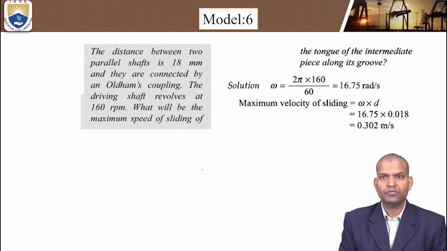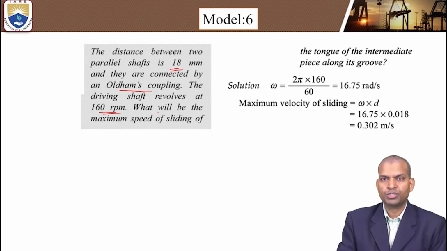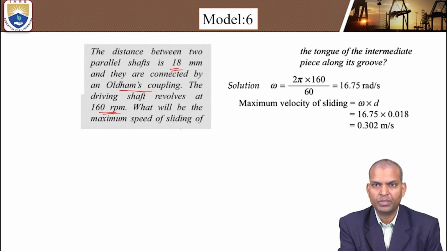It is for inversions of one of the mechanisms, that is Oldham's coupling. This Oldham's coupling means a double slider inversion of the double slider crank chain mechanism. So what is to be found here? The distance between two parallel shafts is 18 millimeters and they are connected by an Oldham's coupling. The driving shaft revolves at 160 rpm, revolutions per minute. What will be the maximum speed of the sliding of the tongue of the intermediate piece along its groove?